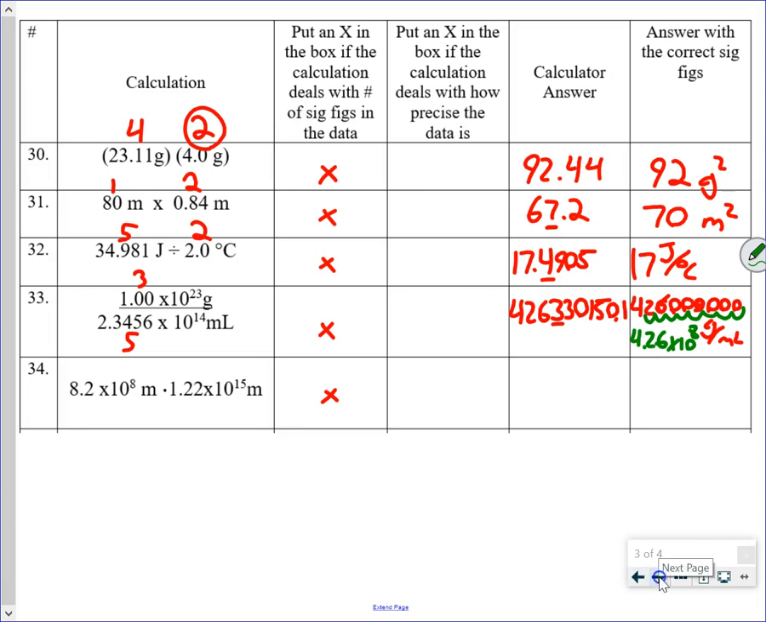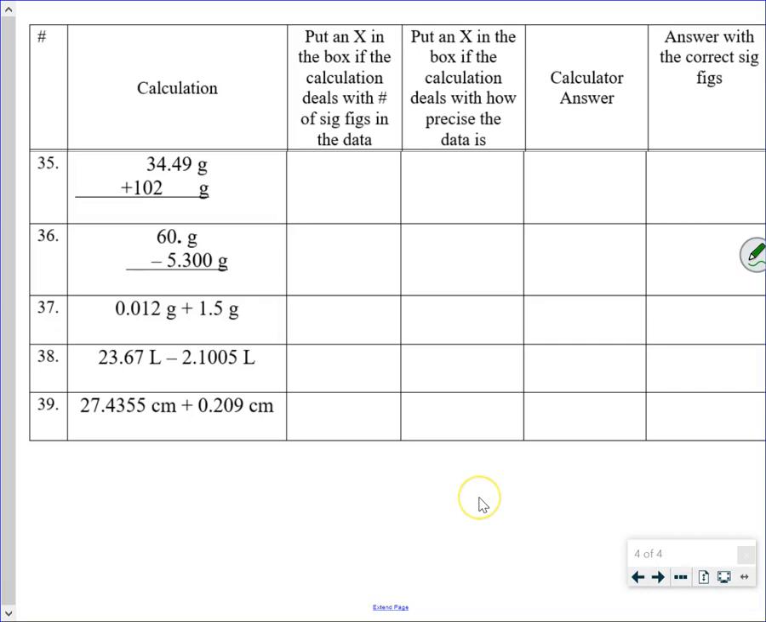I'm going to move on to addition and subtraction for the final set of rules. If we look at addition and subtraction, it's a different rule set that we have to follow. If you look at the next box over up top, we had to put an X in a box for which rules apply. The second box says that the calculation deals with how precise the data is. These are the rules we need for addition and subtraction.